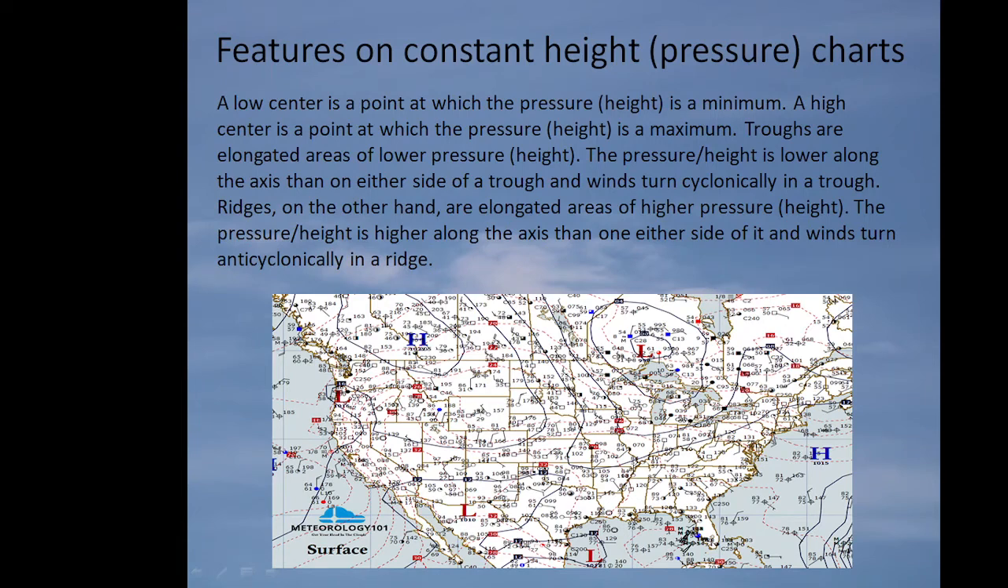Features on the constant height pressure charts. Basically, the surface low center is a point at which the pressure height is minimum. The high pressure point is where the pressure height is maximum. Like I said, these are computer generated, so they determine based on the station plots where that high or low center is going to be.